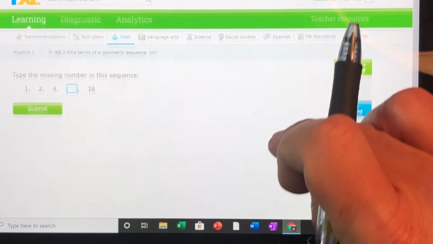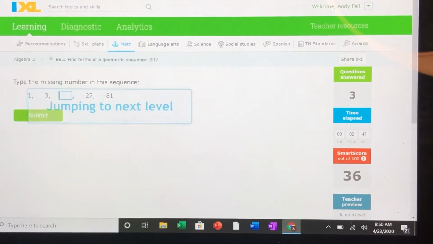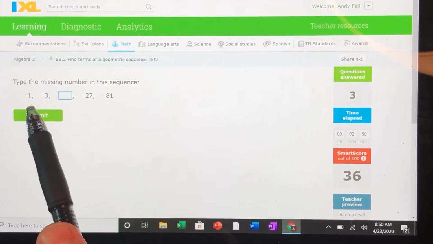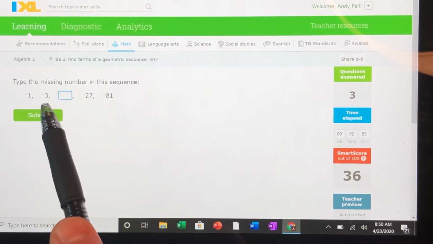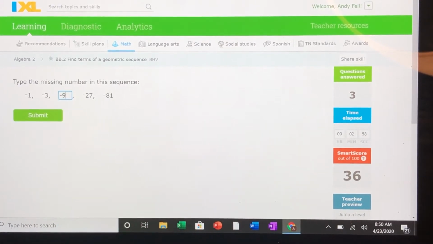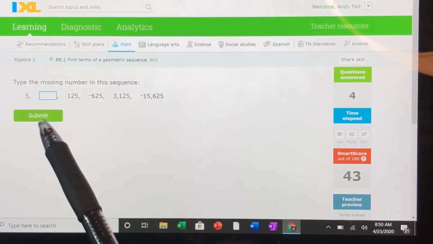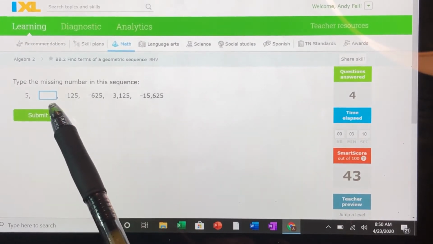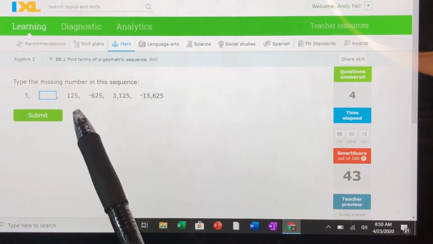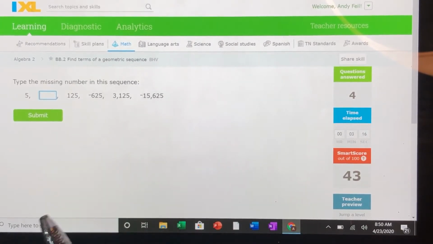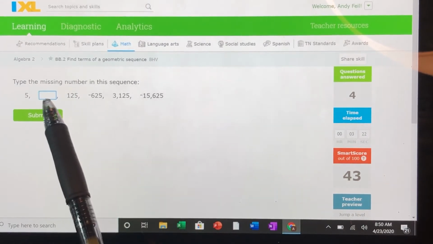Okay, let's jump up a level and see if they can make these a little tougher on us. All right, what are we multiplying by this time? Well, to get from -1 to -3, we'd have to multiply by 3. So what's -3 times 3? You got it, -9. Now this one's interesting because it goes positive and then there's our blank and then it goes positive, negative, positive, negative. What do you have to multiply in order to make a number go from positive to negative to positive to negative? Yeah, you have to multiply by a negative number. So whatever we put in the box here, if we follow this pattern, we know it has to be negative.